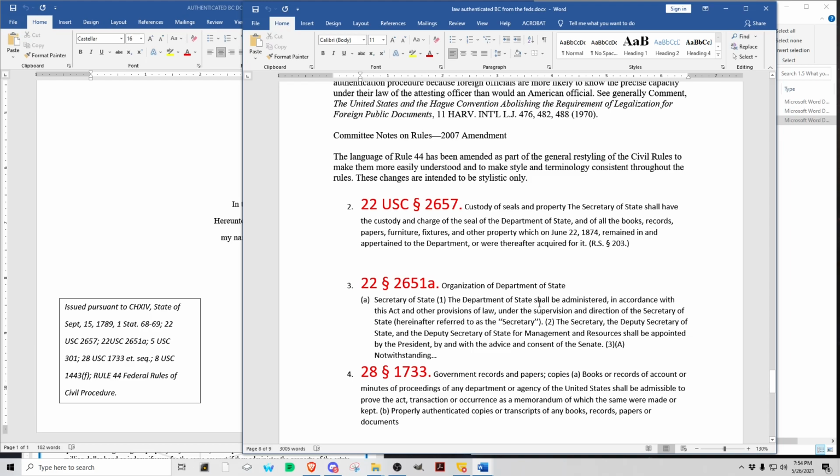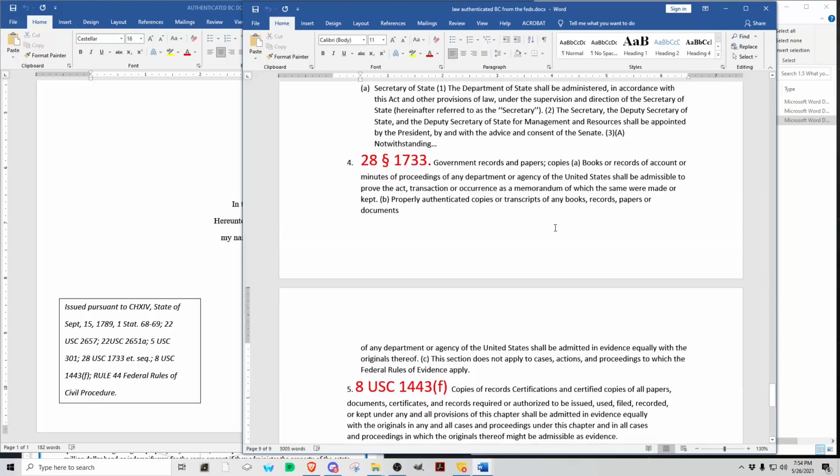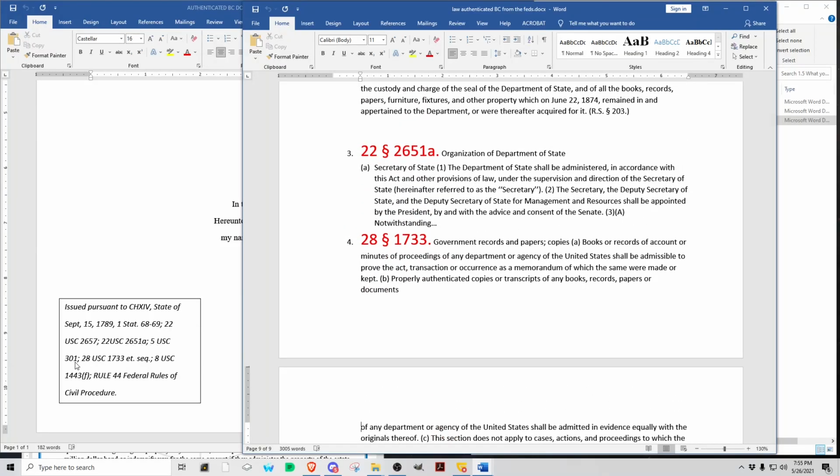Secretary of State: the Department of State shall be administered in accordance with this act and other provisions of law. Basically meaning that the Deputy Secretary of Management and Resources shall be appointed by the President, meaning that they have the authority to do what they just did, which is put this authentication together. I have a few that I've missed here, but you guys are welcome to help me fill out the rest of it. And one is 5 USC 301, which I think, if I recall correctly, is part of FOIA.